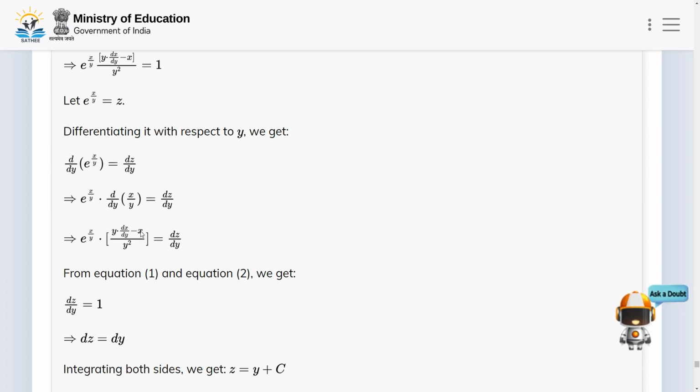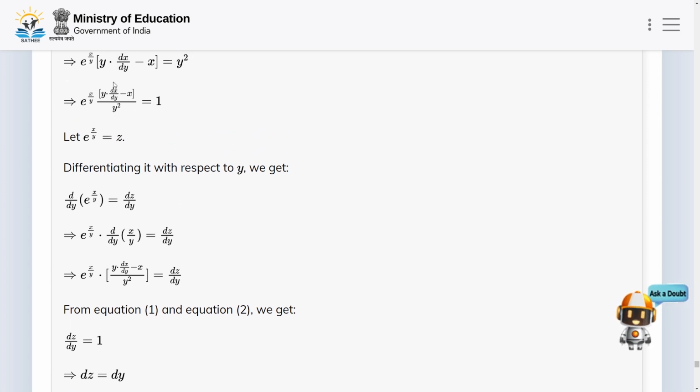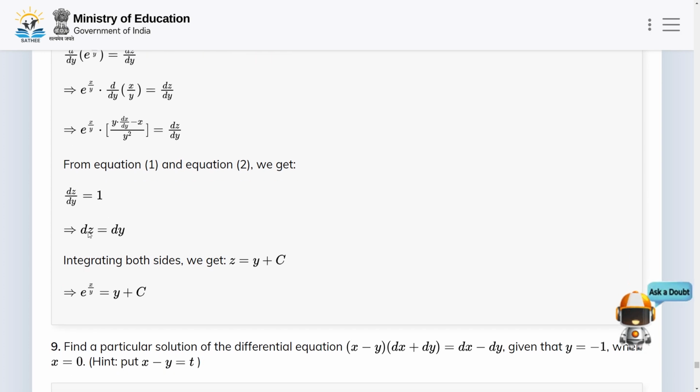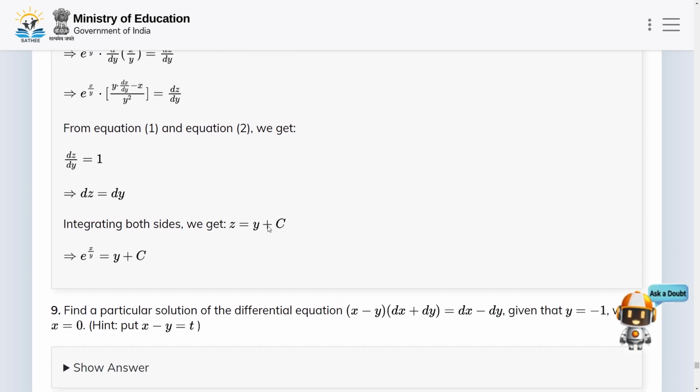Okay, clear? I hope it is clear to you. Now this means this whole left hand side thing is dz by dy. And we know the left hand side is already equal to 1. This means dz by dy is equal to 1, so dz is equal to dy, which means z is equal to y plus c.